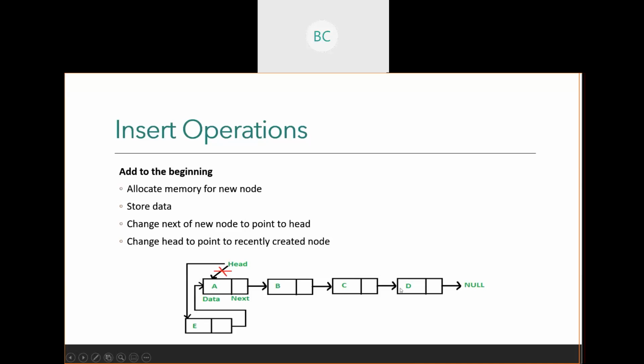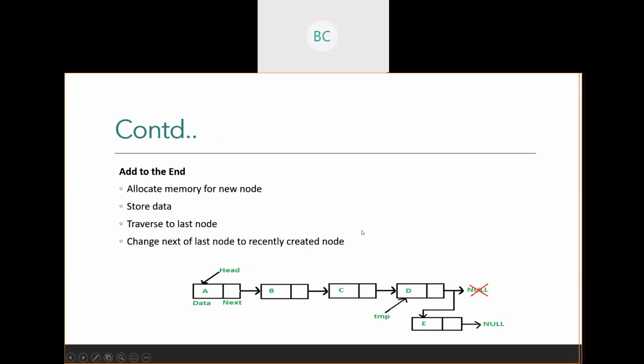So initially we had A, B, C, D nodes and head was pointing to A. So when you want to add an item, suppose E, the head link will get disconnected or you will just cut it. Then when you add the new item at the beginning, this E link pointer will be linked to A and you will just connect the head pointer to your new node.